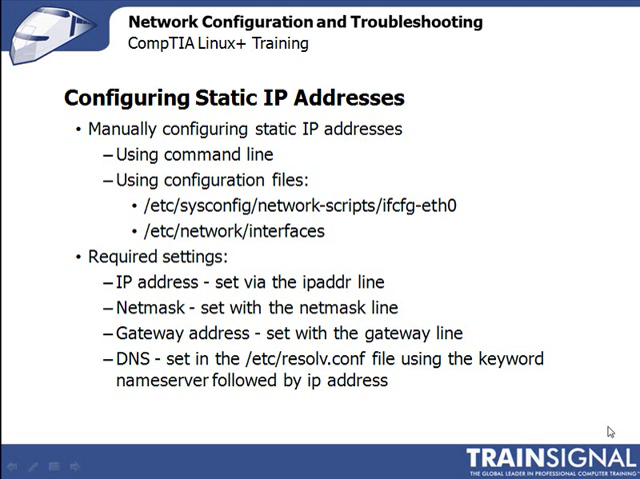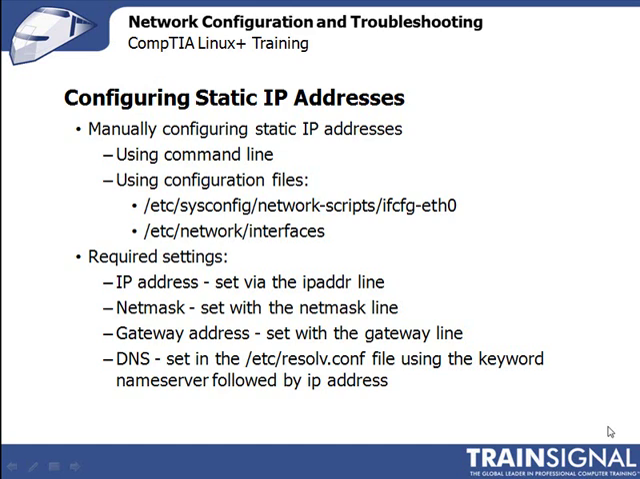Required settings in these files include the IP address, which you set via the line IPADDR. Next, you have the netmask, which you set with the NETMASK line. Gateway address is set with the GATEWAY line. And DNS settings are set in /etc/resolv.conf. You use the keyword nameserver followed by the IP address. You can also set the local domain using the domain option in this file.